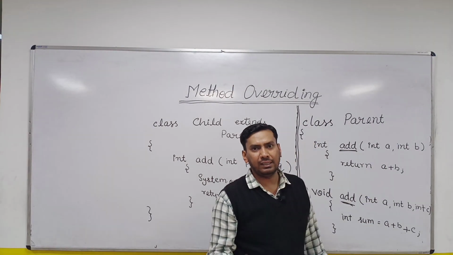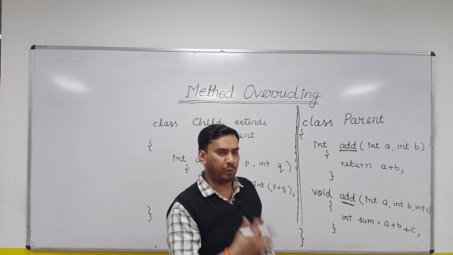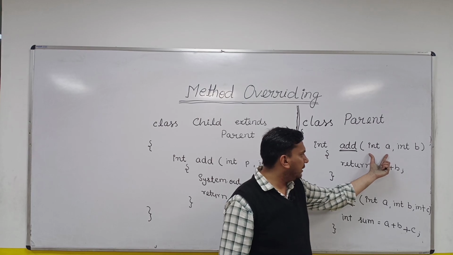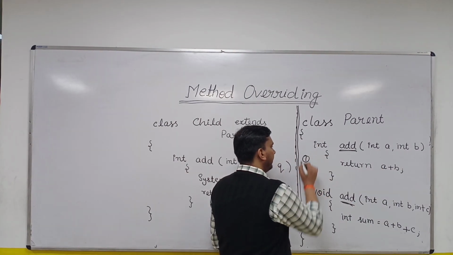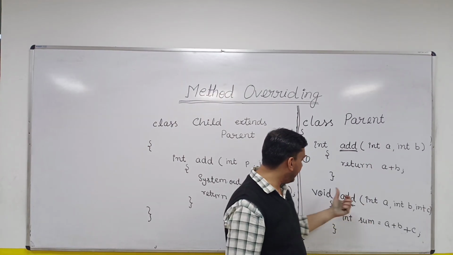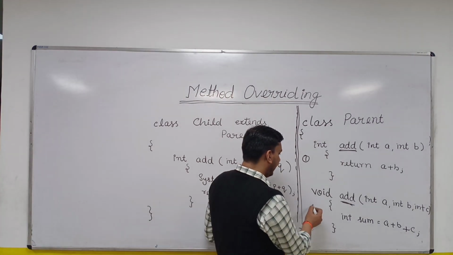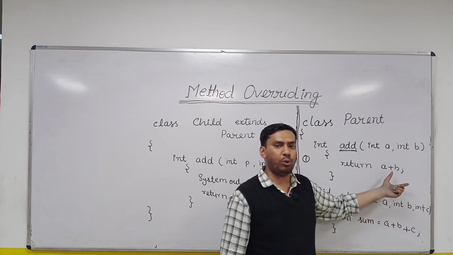Signature change means either change the number of parameters or change the type of parameters. So here I am changing the number of parameters. You can see that in the first method there are two integer type parameters, whereas in the second method you have three integer type parameters. So it means this is overloading.